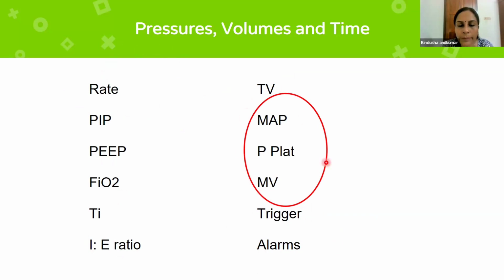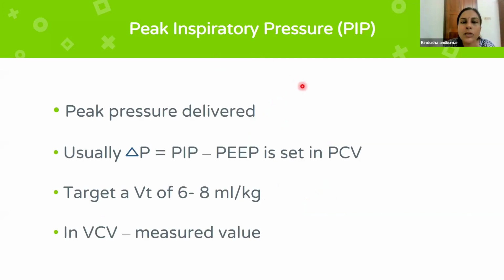These values, the mean airway pressure, P plateau, and minute ventilation will be displayed by the ventilator, which we are actually not setting. We are seeing those values on the ventilator. We'll see what these are and how much actually needs to be set. Okay. So what is PIP?